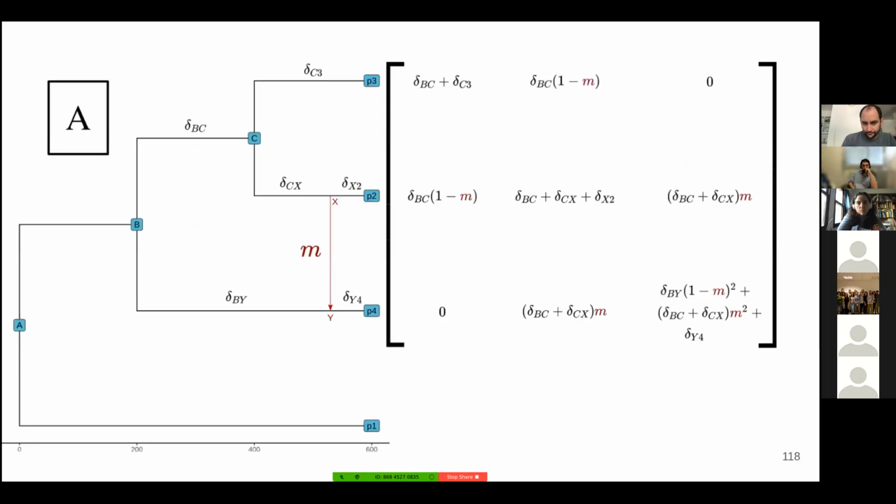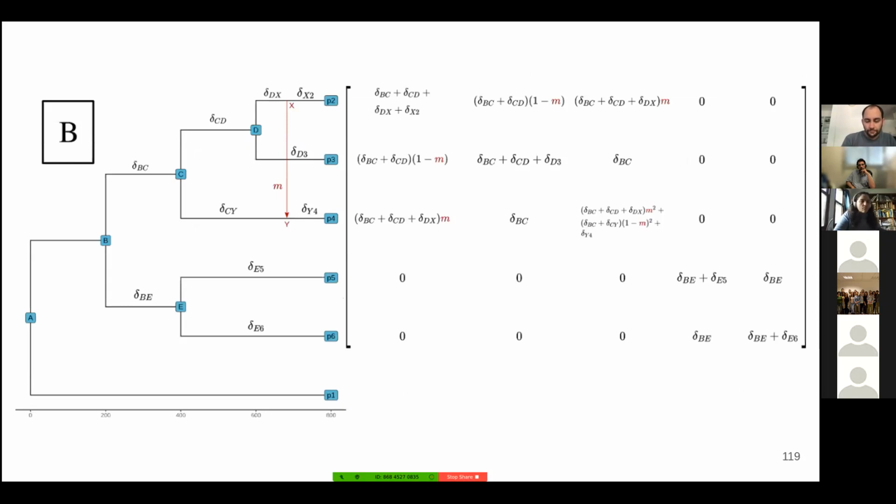Now, following the model that I showed previously, the covariance matrix of A can be expressed in terms of the drift parameters and the admixture coefficient. And similarly, the covariance structure of scenario B can be expressed that way. In all cases, when applicable, the selection regime takes place as soon as the admixture pulse takes place.